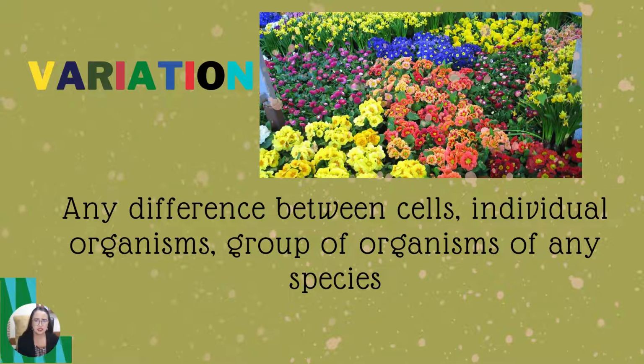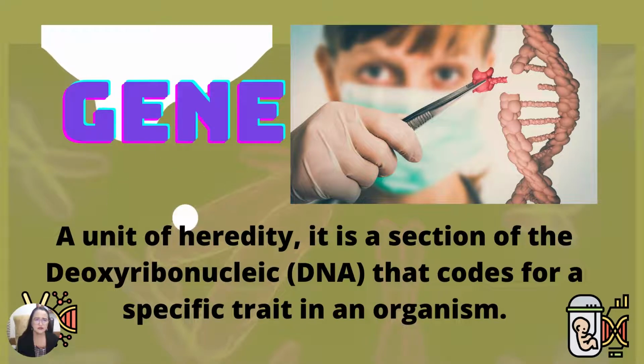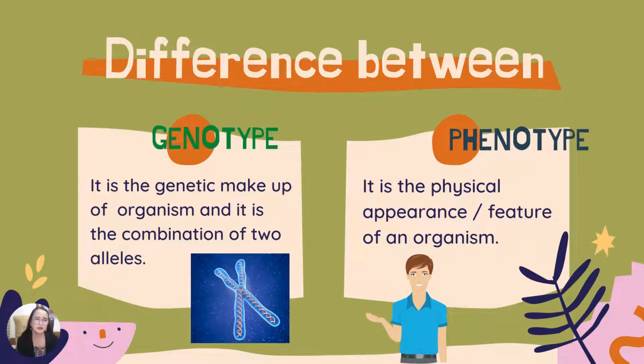Now, let's talk about gene. A gene is a unit of heredity. It is a section of deoxyribonucleic acid that codes for a specific trait in an organism. We also have the genotype and the phenotype. The genotype is the actual genetic makeup of an organism, and it is a combination of two alleles. And those alleles can be homozygous or heterozygous. The phenotype is the physical feature or appearance or trait of an organism. It is also the form of a given trait that is expressed or observable.